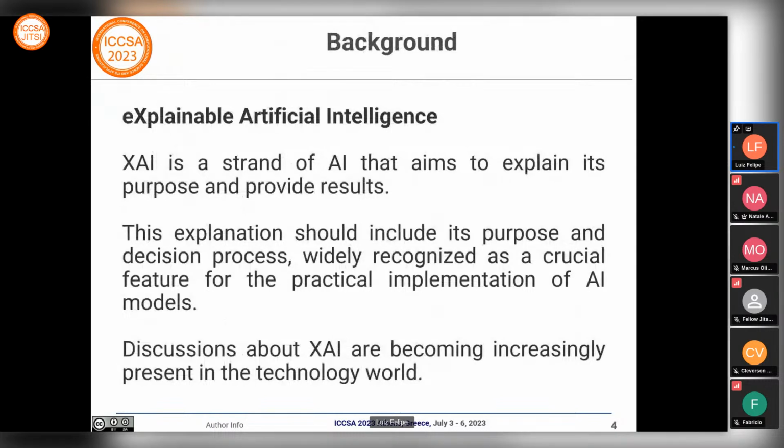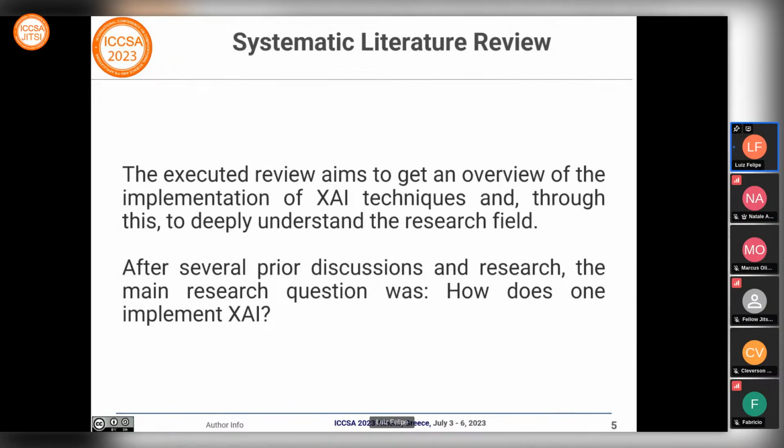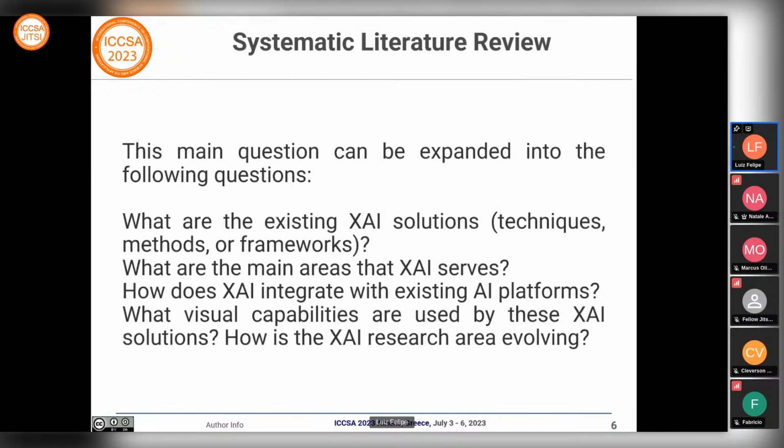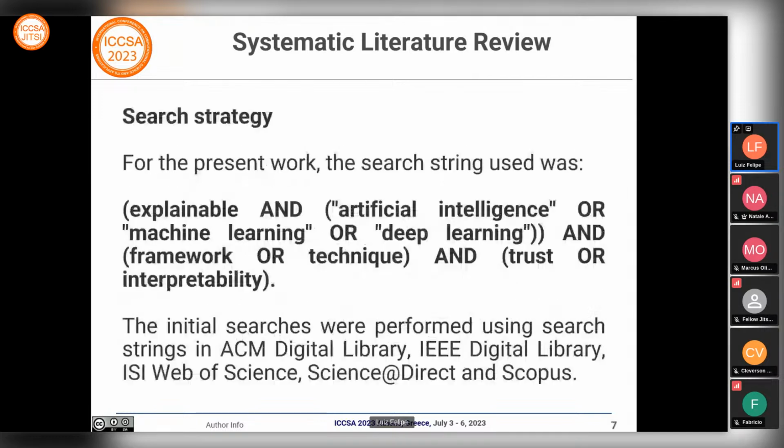XAI seeks to explain how artificial intelligence achieves its results, pointing out the most important features for the results in the data. The question that guided the review was: how does one implement XAI? The main question has been expanded into smaller questions that give more detail. The search was conducted in several databases using the highlighted search strings.